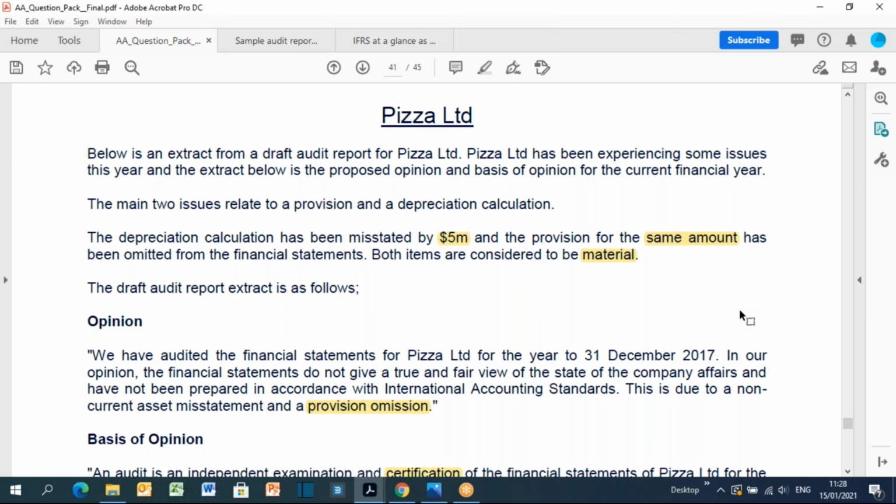Now, if we start with the question, below is an extract from a draft audit report from Pizza Limited, which has been experiencing some issues this year, and the extract below is the proposed opinion and the basis of opinion for the current financial year. There are two issues, one relating to a provision and the second one to a depreciation calculation. The depreciation calculation has been misstated by 5 million and the provision by the same amount, and both are considered to be material. So in this case, it does not give you the amounts for the total asset or for the profit before tax. It says that they are material, so you don't have to calculate anything.